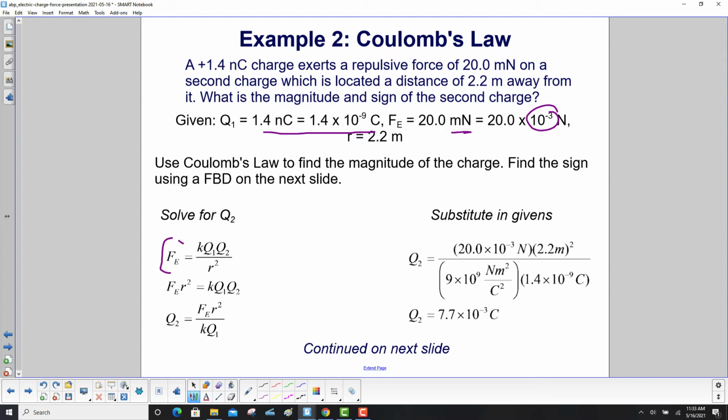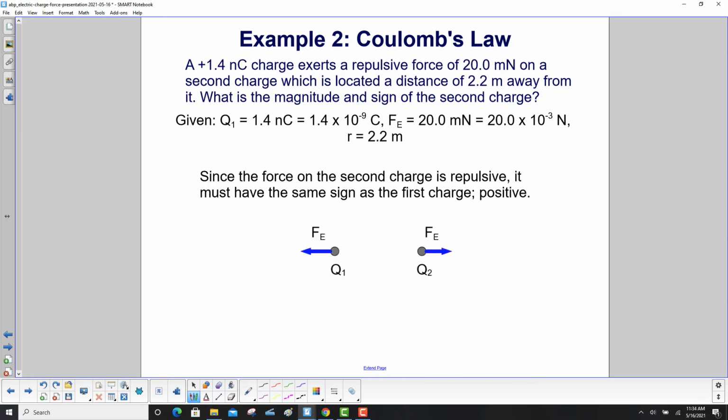Here's Coulomb's law, but we need to solve for Q2. Multiply both sides by r squared, and then divide by kQ1, and you come up with this expression for Q2. We then just need to substitute in the givens, and we get 7.7 times 10 to the minus 3 coulombs. Since the force on the second charge is repulsive, it must have the same sign as the first charge, that is, a positive sign. And Q2, of course, repels Q1.